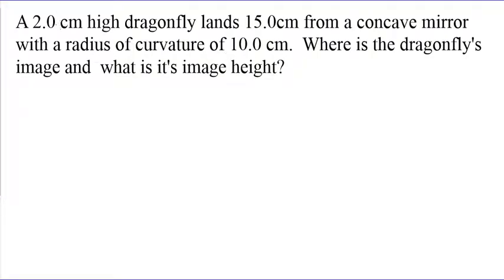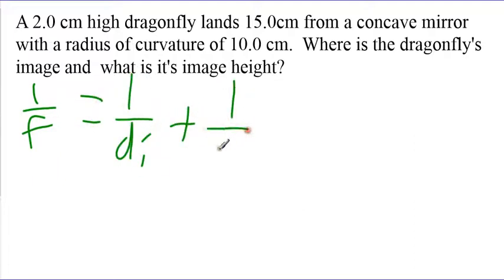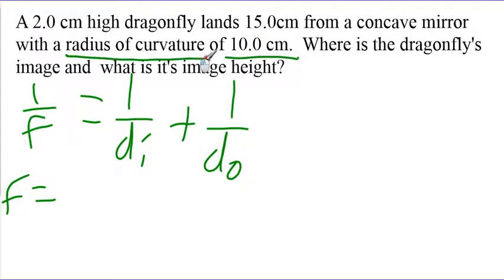So for this, we should be thinking of our equations. So we have our equation as the mirror equation, which is 1 over the focal length is equal to 1 over di plus 1 over do. And now we just need to list out our variables and figure out what we're doing. And so we have a radius of curvature of 10 centimeters. The relationship between the radius and the focal length is the radius is twice the focal length. So we know our focal length is 0.05 meters.